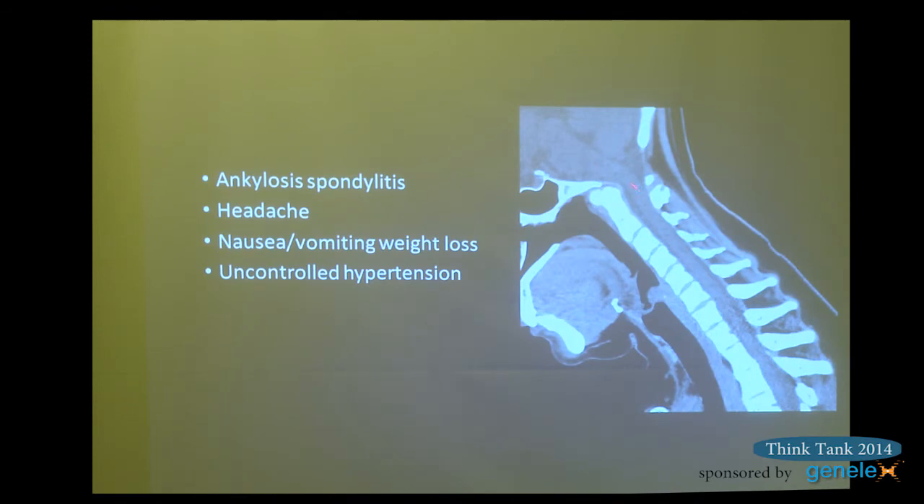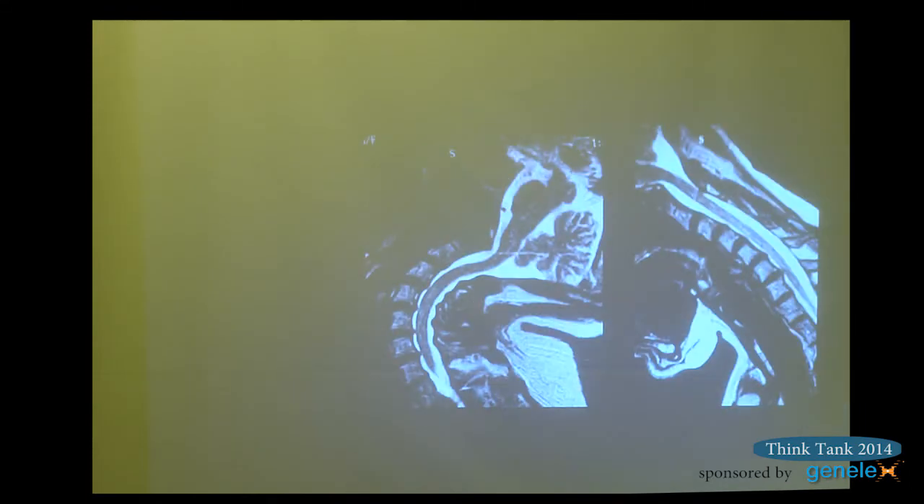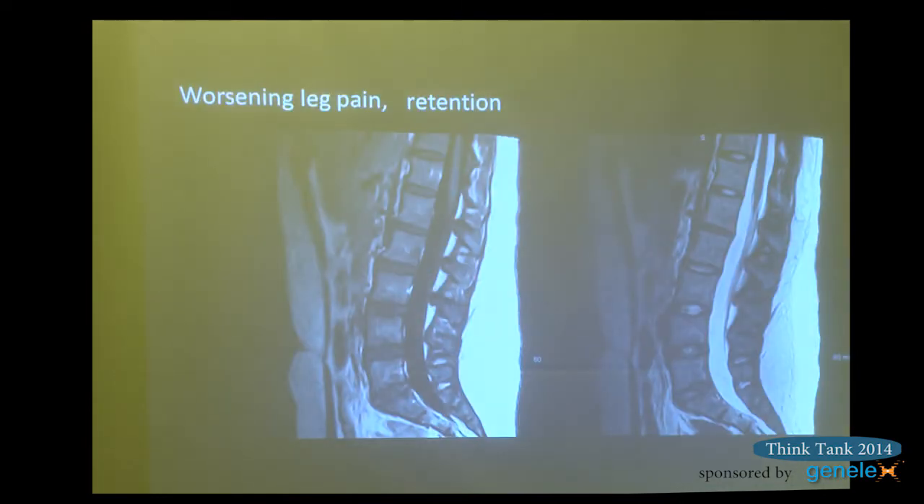There's no space. The brainstem is deformed. Inflection and extension. There's no big segmental instability. And presented with worsening leg pain and urinary retention. The MRI of the lumbar spine is normal.